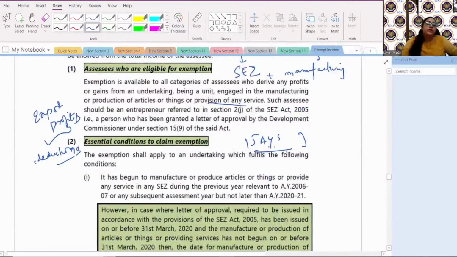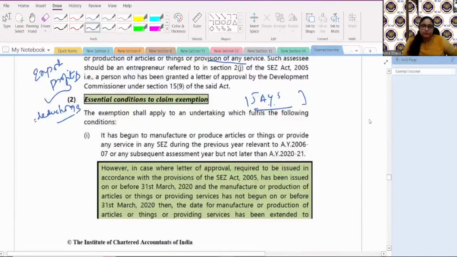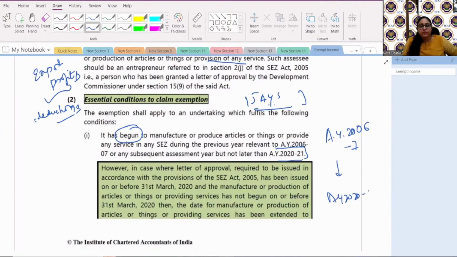First of all, to qualify for the exemption or the deduction, it's written exemption, students, but it is actually in the nature of a deduction which is given from the total income. So to qualify for this particular deduction, it is very important that your manufacturing has begun within assessment year 2006-07, when this benefit was given, till assessment year 2020-2021. In this period your manufacturing should start.